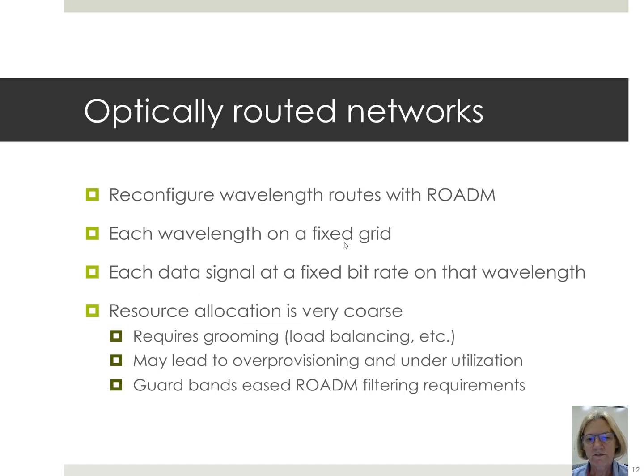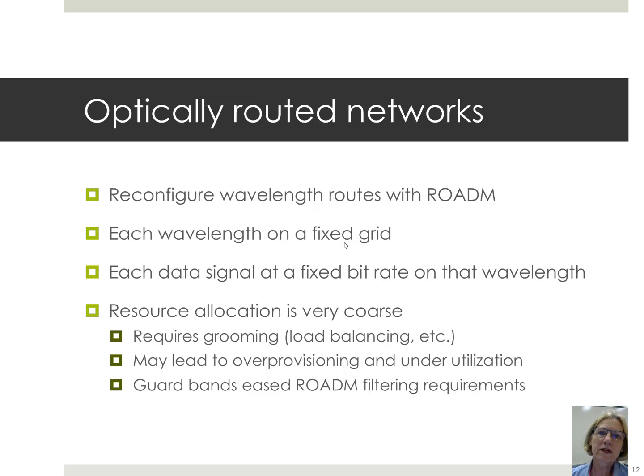So these devices allowed us to reconfigure the routes as they went through. But with this optically routed network, we had the assumption that each wavelength was on a fixed grid. We laid out what wavelengths were available, and we policed them and let signals only go out on those wavelengths. Each of the data signals on each one of those wavelengths was at a fixed bit rate and could not be changed. So there's a very strict understanding about the communications at each one of these wavelengths.